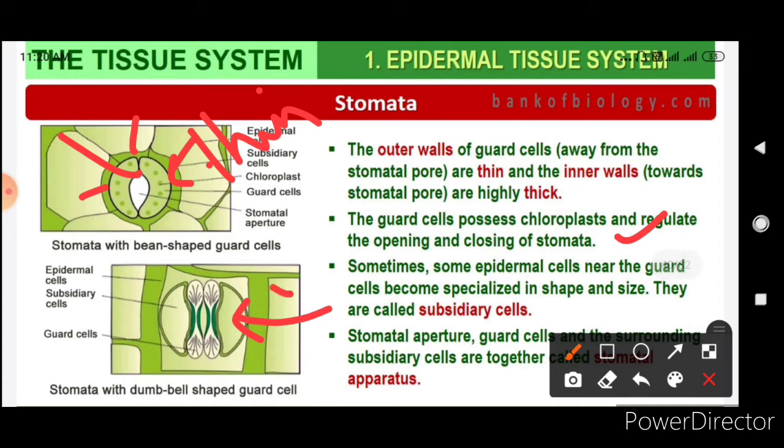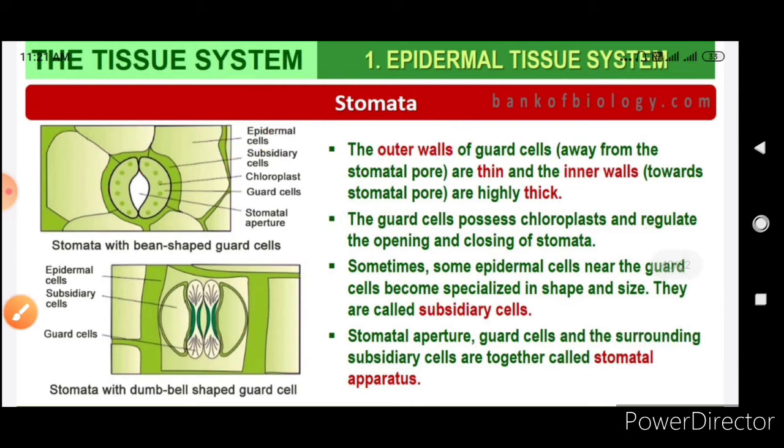In grasses the guard cells are dumbbell shaped. Remember that the outer walls of the guard cells away from the stomatal pore are thin, and the inner walls toward the stomatal pore are highly thickened. The guard cells also possess chloroplasts and regulate the opening and closing of stomata. Sometimes some epidermal cells near the guard cells become specialized in shape and size, and they are called subsidiary cells. The guard cells and the surrounding subsidiary cells all together form the stomatal apparatus.